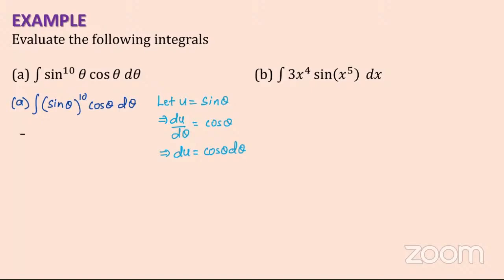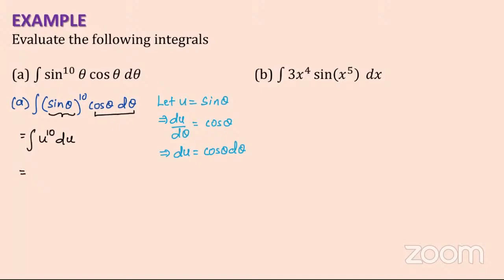So this is equal to the integration of, we are going to make this substitution first. That's u raised to 10. And then this product here, cosine theta d theta, is du. Now you can clearly see the complex integral involving the trig function is reduced to a very simple integral, which can be easily integrated using the power rule, right?